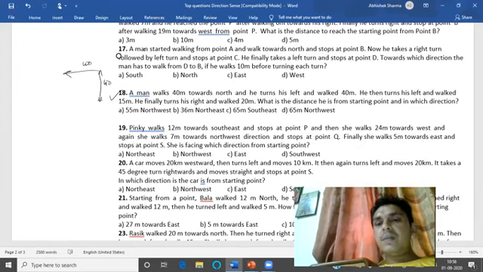He then turned to his left and walked 15 meters. So left and walked 15 meter. He finally turned to his right and walked 20 meters. So this can be the situation. 20 meter. What is the distance he is from starting point and in which direction? So from the starting point and in which direction?